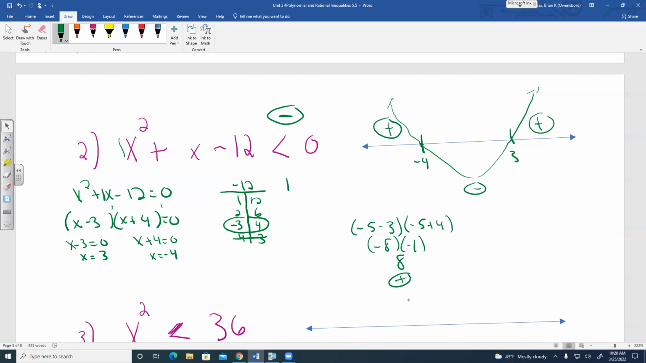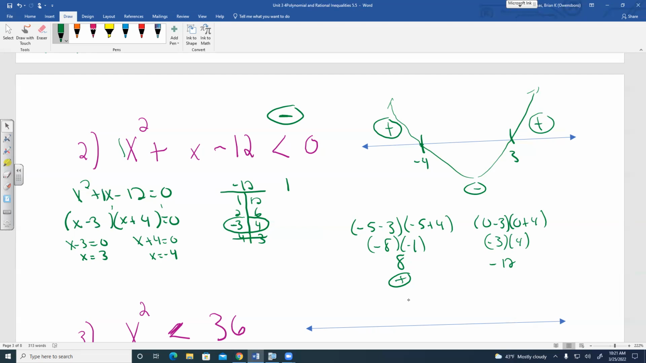That's a positive area. For a number between -4 and 3, the easiest number to pick for me would be the number 0. So if I test that, I'm supposed to get a negative. 0 minus 3 and 0 plus 4. And I do get a -3 times this 4, which is actually a -12. So that's verifying the behavior of my graph as well.